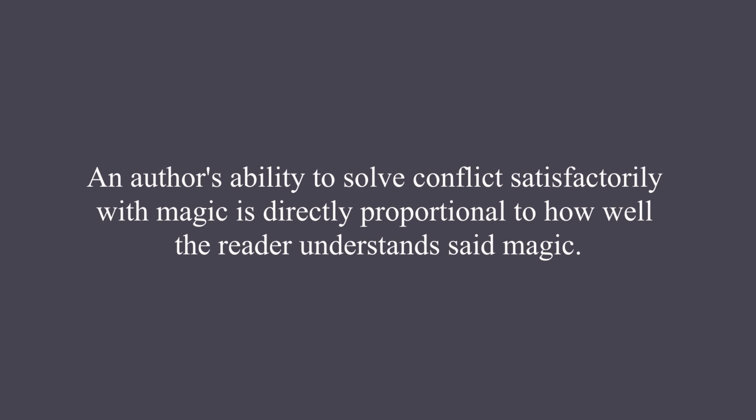So the question obviously then becomes, how do you know where to place the delivery on the scale? And my answer brings me back to Brandon Sanderson. I just enjoy the way he explains things very much. Sanderson has what he calls Sanderson's 3 laws of writing magic systems, and the first one is this: an author's ability to solve conflict satisfactorily with magic is directly proportional to how well the reader understands said magic. I think this rule applies to our exposition problem as well.